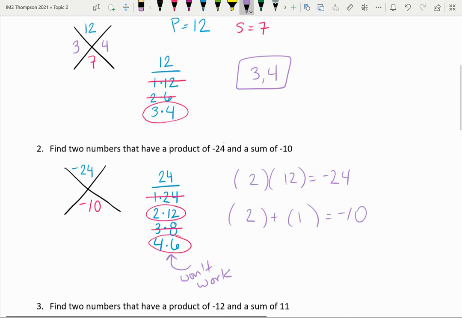So let's play with 2 and 12. Remember, when I want multiply, I don't have any sign written in between the parentheses, right? So 2 times 12 is not 24. Let's try making the 2 negative. But then down here, negative 2 plus 12 is a positive 10. So if I change and make the 12 negative, let's try that. 2 times negative 12 is negative 24, check. 2 plus negative 12 is negative 10, check. So my answers are 2 and negative 12.